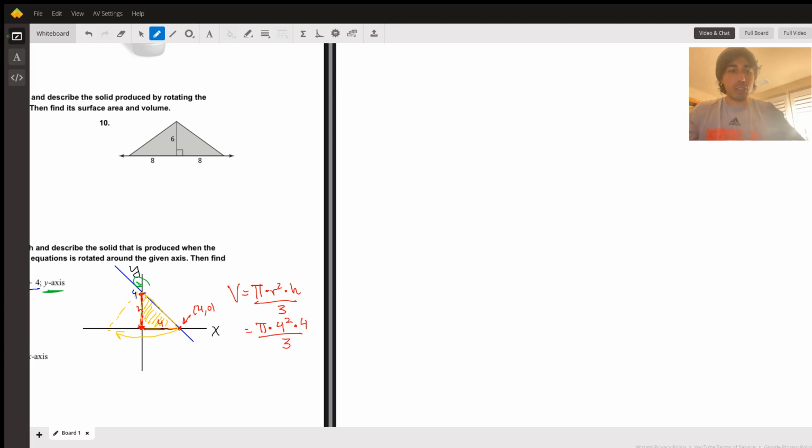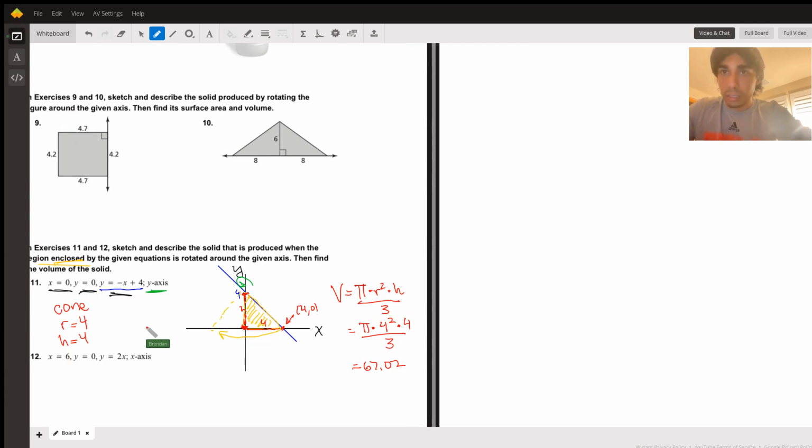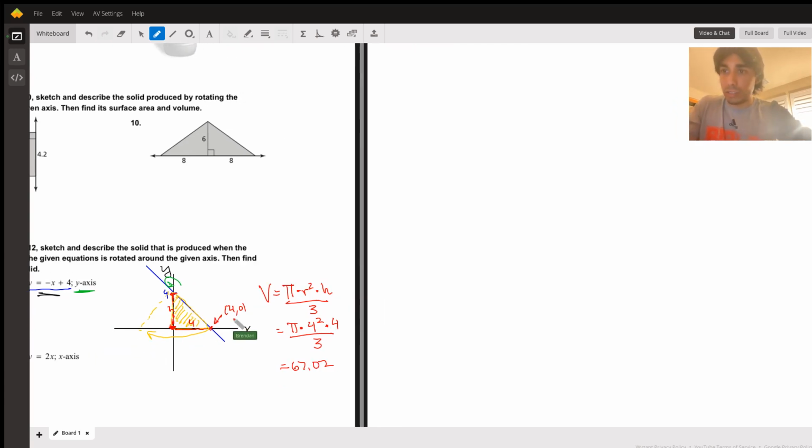It's going to give you an answer of about 67.02 for the volume. And we can just say units, right? Because it doesn't give us any actual measurements. We can say units cubed.